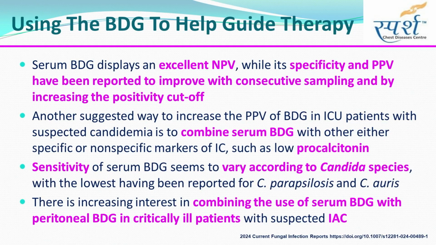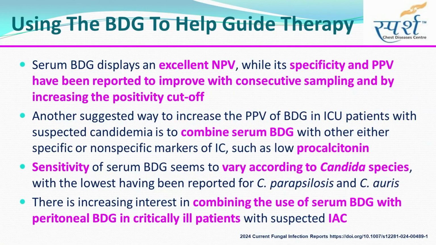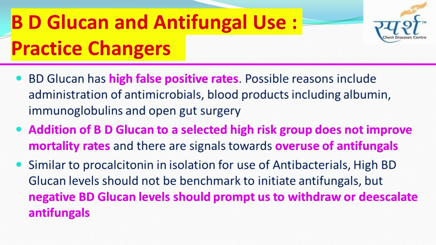The sensitivity of the BDG varies with the species of the Candida. So if you are having parapsilosis or auris, the BDG can be falsely negative. But if you have albicans, the BDG might be positive. So remember, a low BDG can still be positive Candida. And lastly, you can also use peritoneal BDG in patients with intra-abdominal infections in addition to systemic BDG. So this was about BDG.